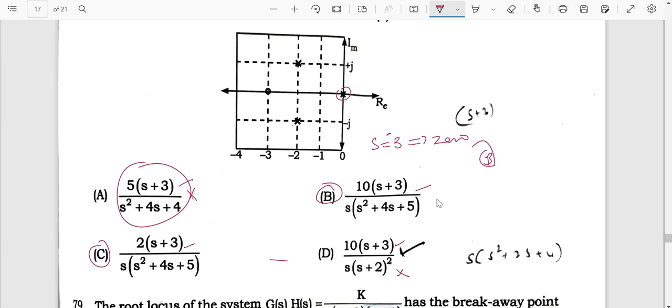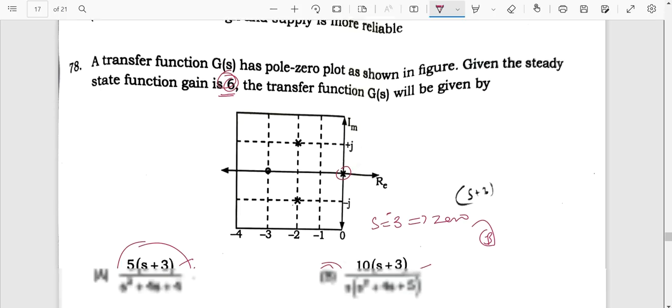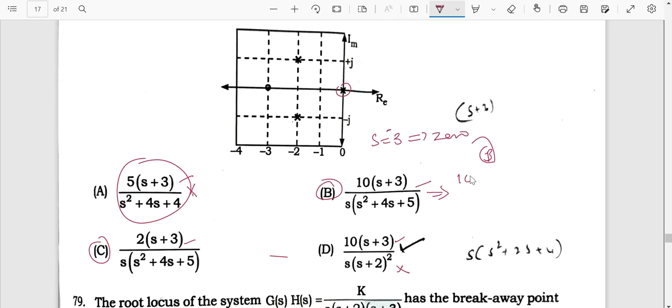We have selected this answer and substituted it, and the gain should be 6. So 10 into (s plus 3) divided by..., S will be 0 here. Steady state gain means s is 0, so it is 10 into 3 over 5, which gives 6. So this will be our answer here. I'm going for a shortcut. Next one.